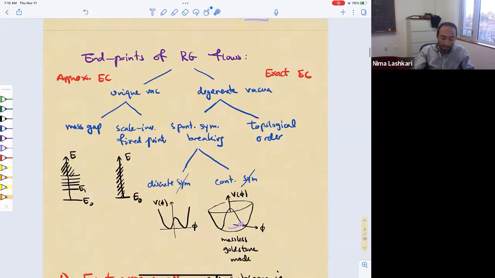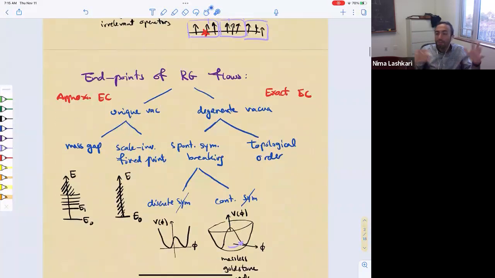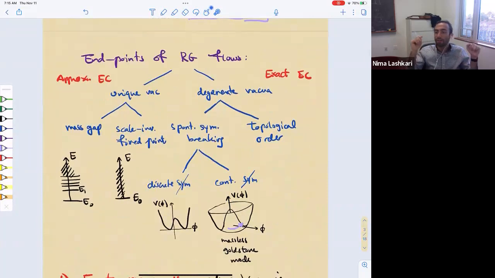Because we said that the HIR is our code subspace, right? Roughly speaking, this is a rough picture I'm going to give. It's not an exact story, but it's suggestive. As you do renormalization group flow, your system might end up in a unique vacuum or a degenerate vacuum. Roughly speaking, I want you to think about degenerate vacuum as exact error correction and near unique vacuum as a story of approximate error correction. So this is an analogy, all right? We're going to go further.